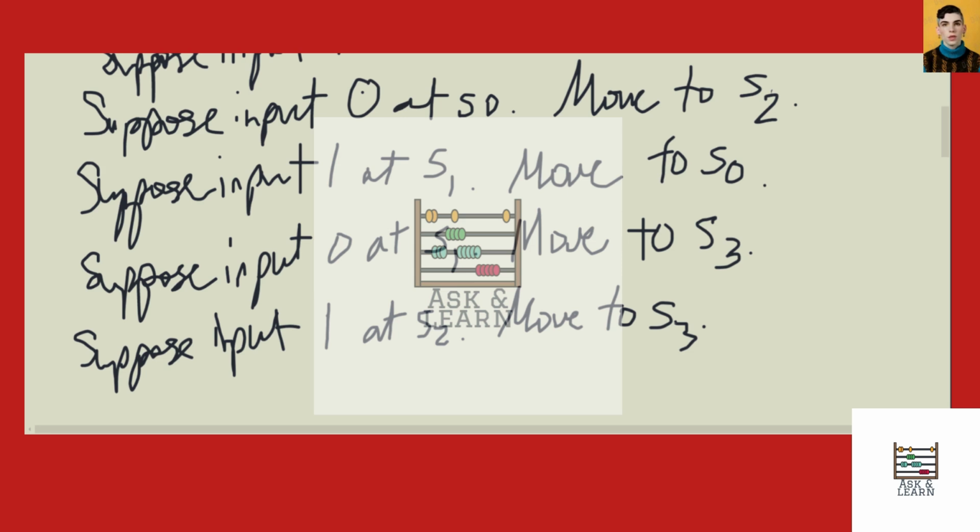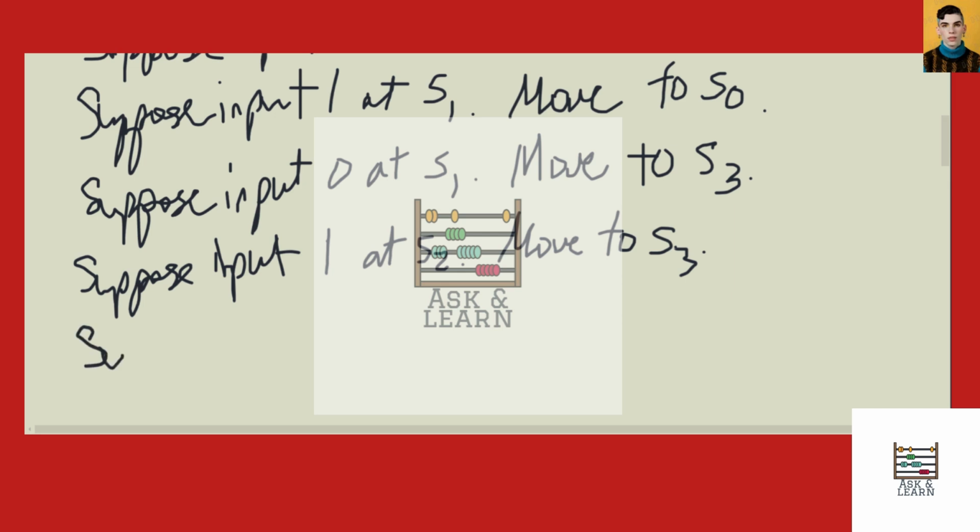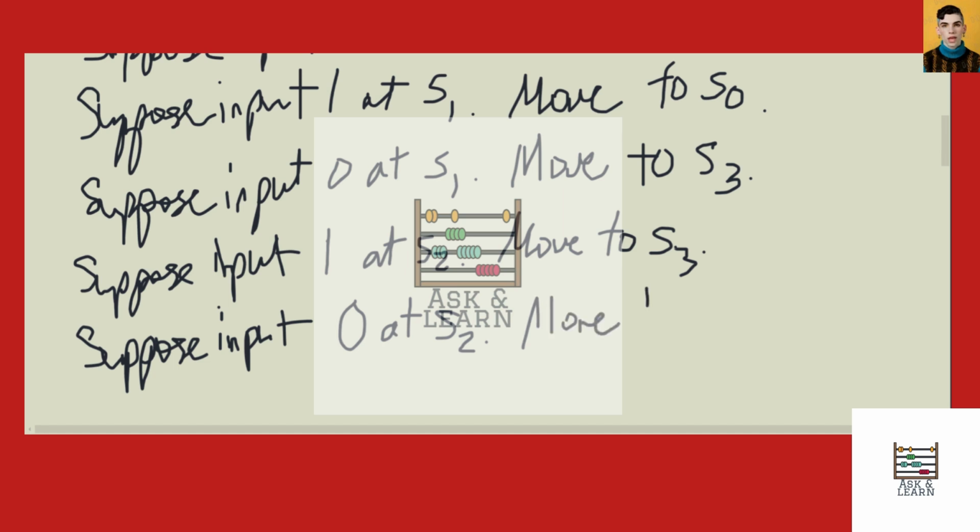And suppose that we have an input of 0 at S2. So the number of zeros originally was odd, but now it is becoming even, and the number of ones remains even. So we're going to move from S2 to S0.